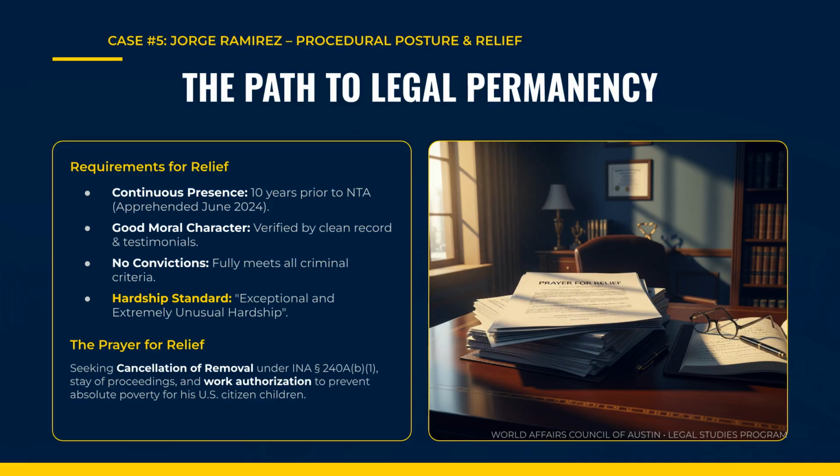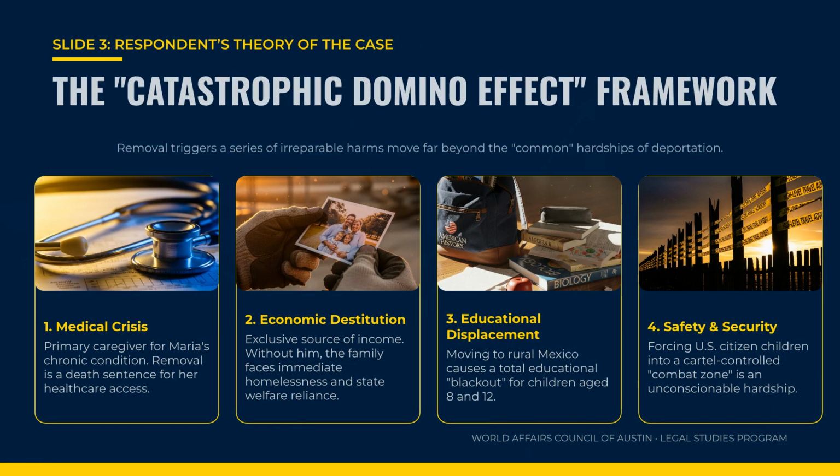He is seeking cancellation of removal and work authorization to prevent absolute poverty for his U.S. citizen children. The respondent's theory utilizes the, quote, catastrophic domino effect framework. Removal triggers a medical crisis for his daughter, economic destitution, educational displacement for his children, and exposes them to severe safety and security risks in Mexico.